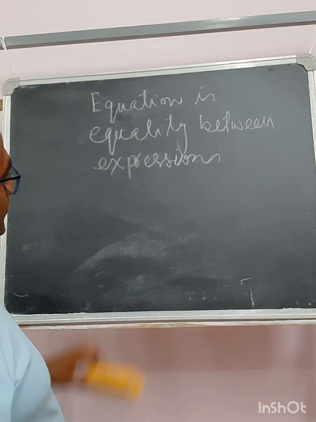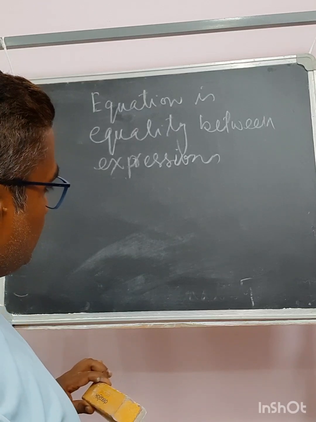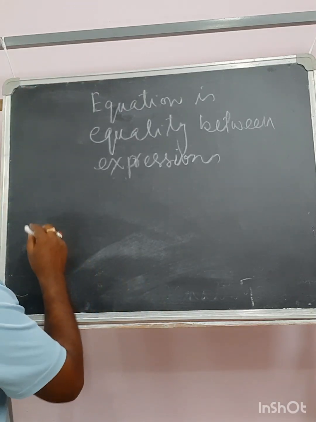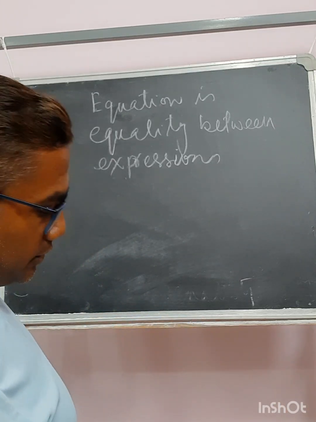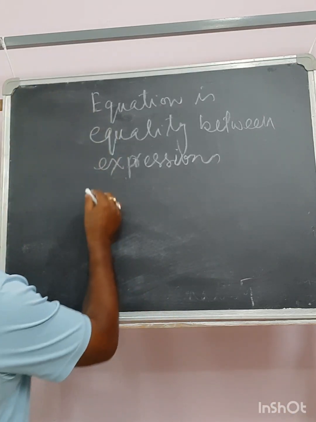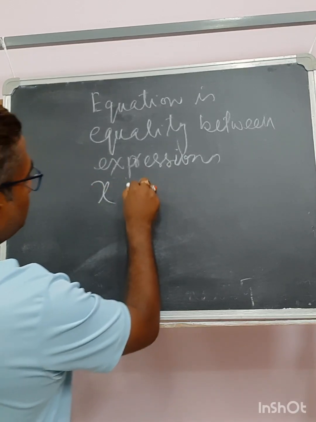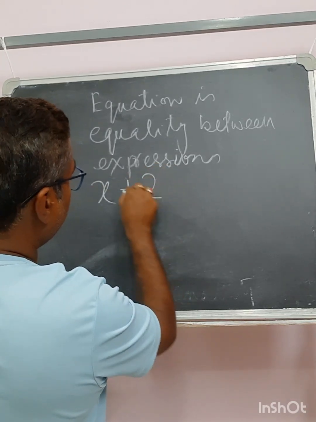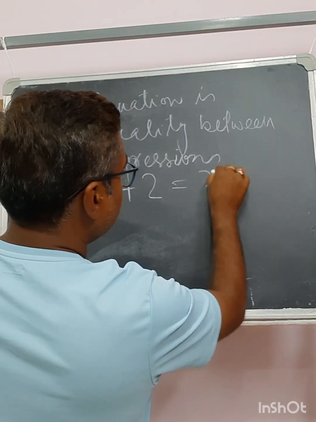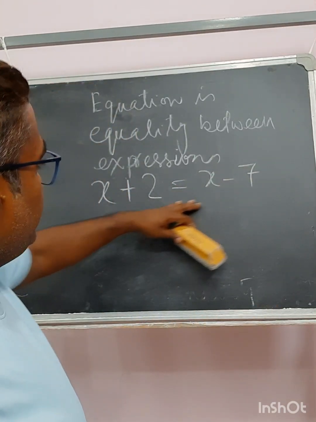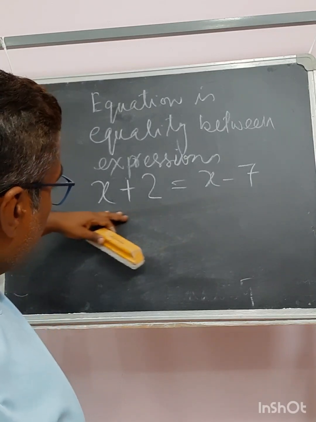Earlier I explained this with one variable, and now there could be any such equation. To solve it, let's say x plus 2, which I have taken, is equal to x minus 7. So does that equation hold good?